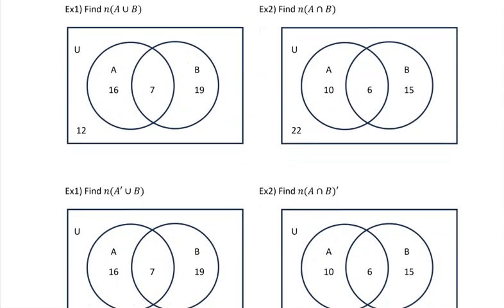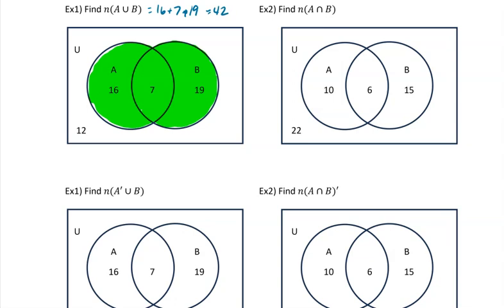All right, let's try A union B. So remember, just use one color, shade all of A, then shade all of B, and it's going to be anything that is colored with that one color. So in this case, that's 16 plus 7 plus 19, which is going to be 42.